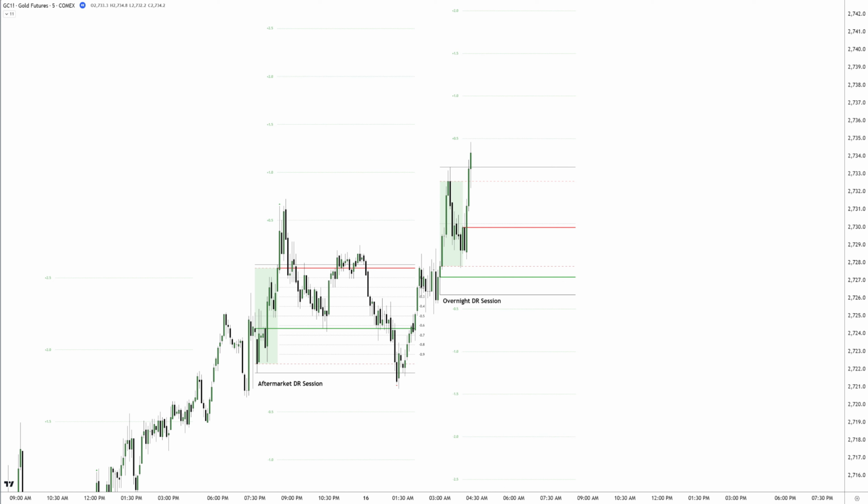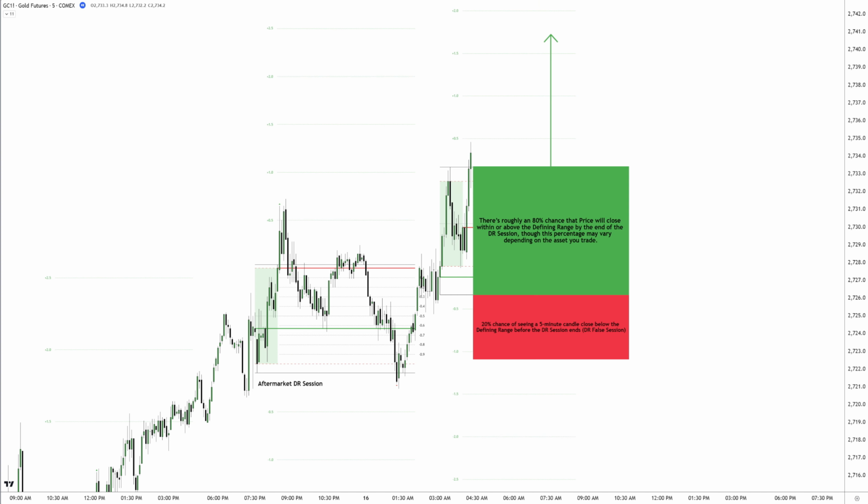15 minutes into the overnight DR session, price closed above the defining range high, giving a clear DR long confirmation. This significantly increased the probability of a DR upside model forming, with only about a 20% chance of the session turning into a DR false session.